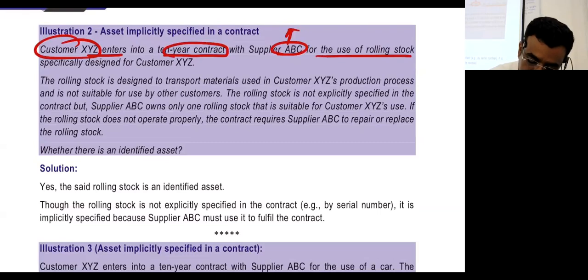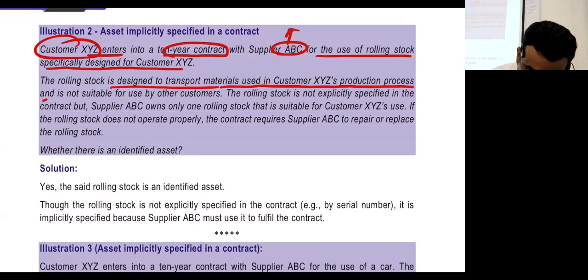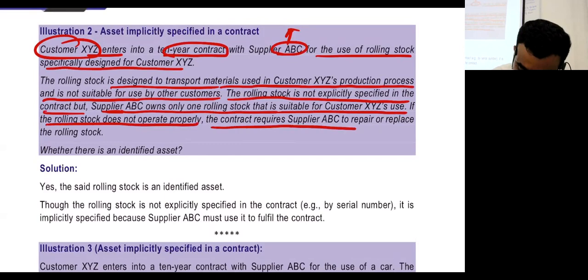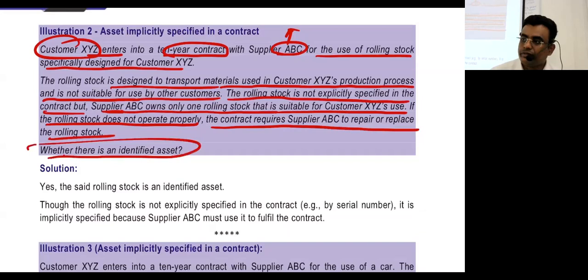For use of rolling stock specifically designed for customer XYZ. The rolling stock is designed to transport material used in the customer XYZ production process and is not suitable for use by other customers. The rolling stock is not explicitly specified in the contract, but supplier ABC owns only one rolling stock that is suitable for customer XYZ's use. If the rolling stock does not operate properly, the contract requires supplier ABC to repair or replace the rolling stock. Whether there is an identified asset? Specification is there. Okay, identified asset.